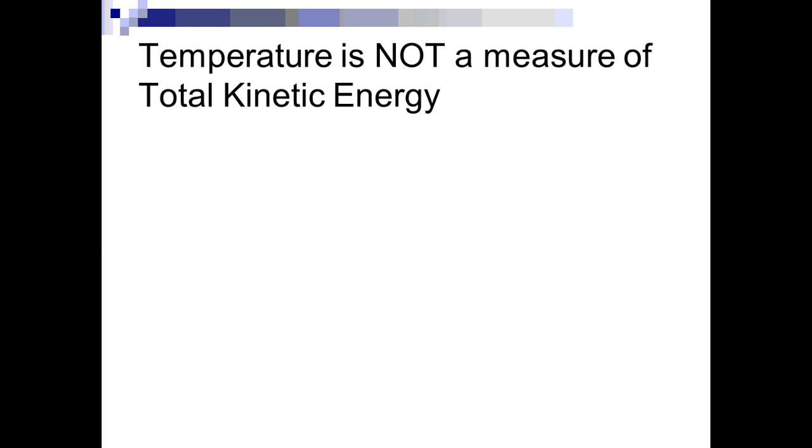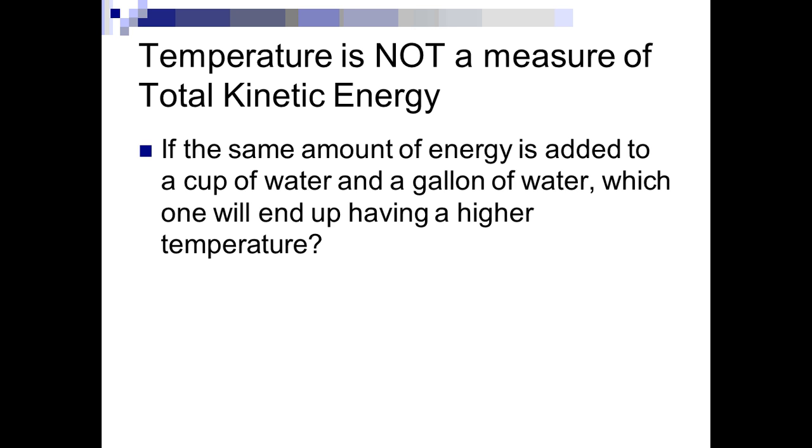So temperature is not a measure of total kinetic energy, okay? It's the measure of the average. So we don't care how much total energy there is. All we care about is how much energy each individual particle has. So a couple of questions to make you think. If the same amount of energy is added to a cup of water and a gallon of water, which one will end up having a higher temperature?